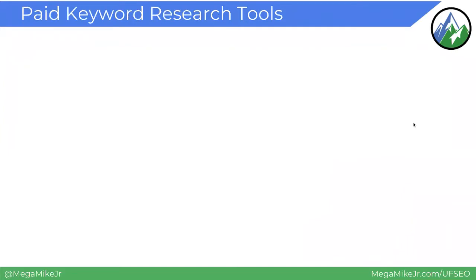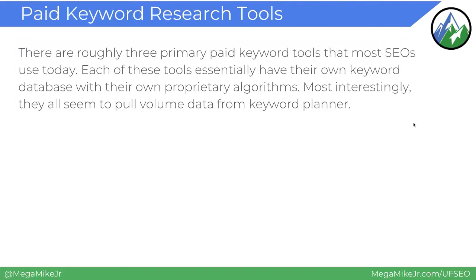There are a ton of different paid keyword research tools, which I did want to talk a little bit about. So there are, I would say, roughly three primary keyword tools that are used today by SEOs. And they essentially have their own keyword database and break things down differently with their own proprietary algorithms. And interestingly enough, they also use keyword data from Keyword Planner to pull in volume information. So just keep in mind that a lot of these tools are leveraging some of the free versions through different APIs, but also have their own proprietary algorithms from a time management standpoint that help and assist you in being more timely and effective with your strategy.